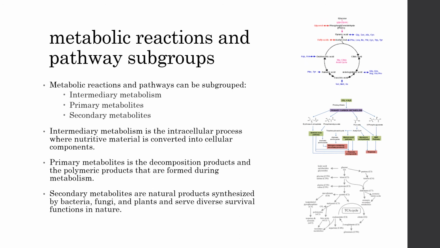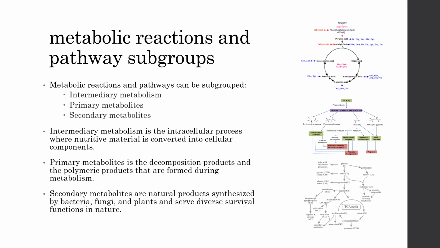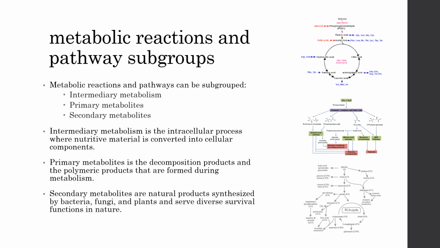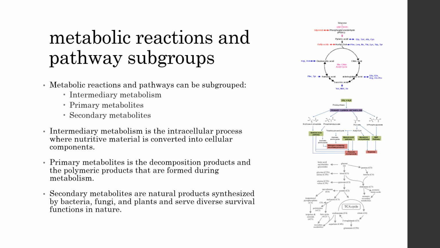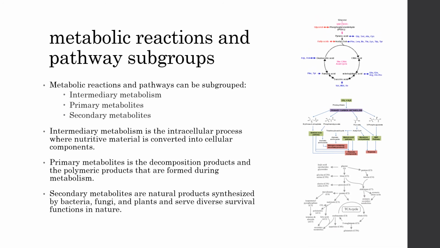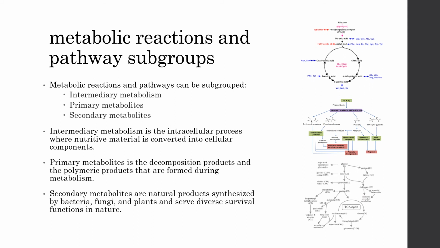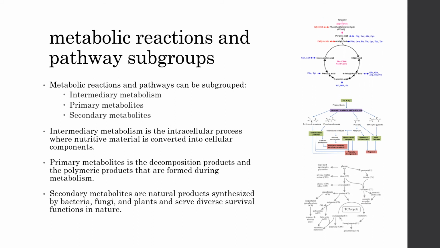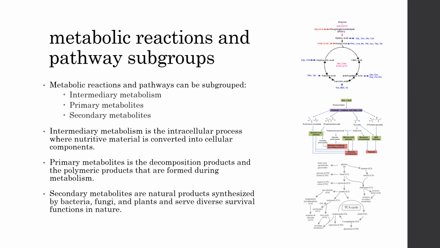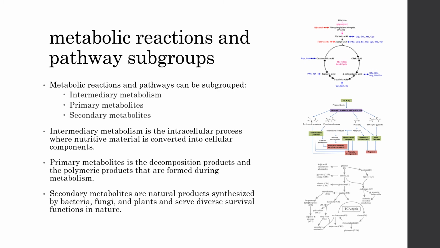You can also classify metabolic reactions by their necessity, like primary and secondary metabolites. Primary metabolites are products of metabolism essential to survival, and secondary metabolites are not essential for survival, but they can give an advantage or an enhancement.